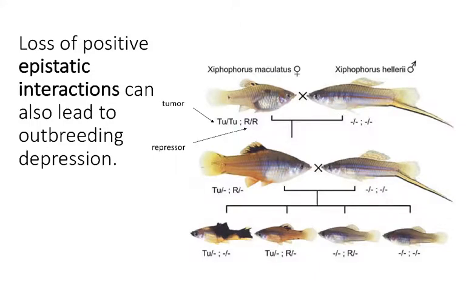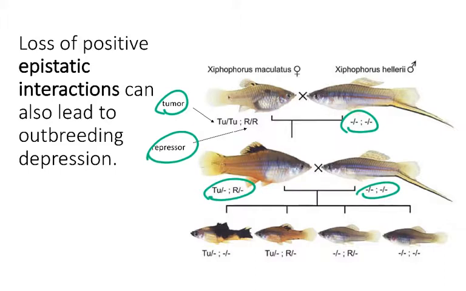So in this example here on the right, we have two different types of swordfish, and there are two different genes we're considering here. One of these is considered a tumor gene, and one of them is considered a repressor gene. If you have dominant copies of both the tumor and the repressor gene, you're fine. You're not going to develop any tumors. Similarly, if you don't have either of those genes, you're fine. So what happens here is when you have this breeding of individuals that are genetically different, the F1 generation is okay. Both of those individuals are fine.